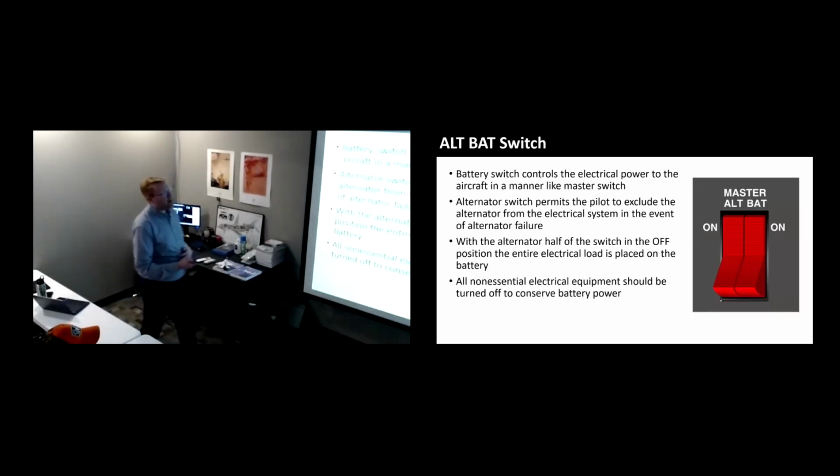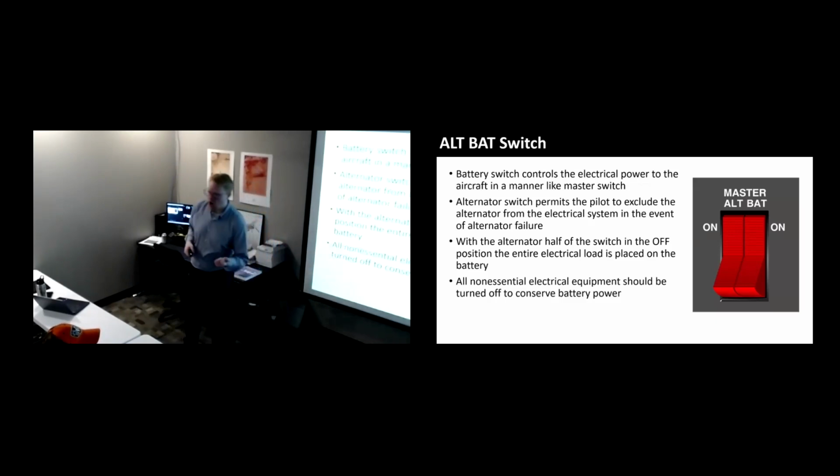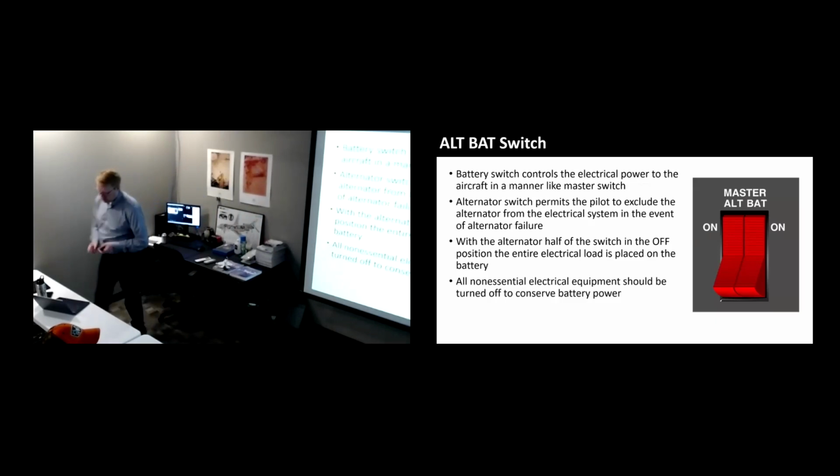Some will combine that master switch into two halves, the left side being an ALT, the alternator. So if you want to turn on and off the alternator, its output for one reason or another, you can do that on the other side. This is what you would see in a Cessna 172, for example. If you turn it off, it doesn't stop the item from working. It just electrically disconnects it from the remaining portions of the system. That makes sense.